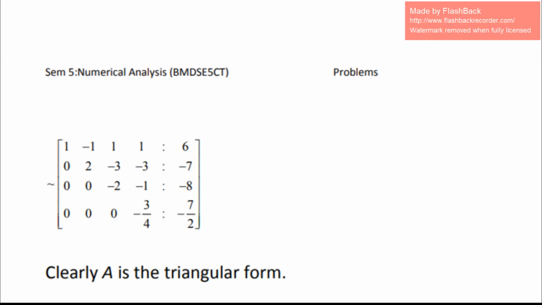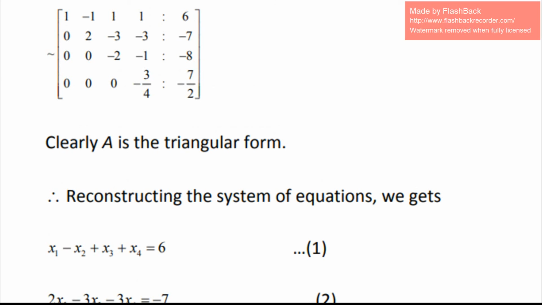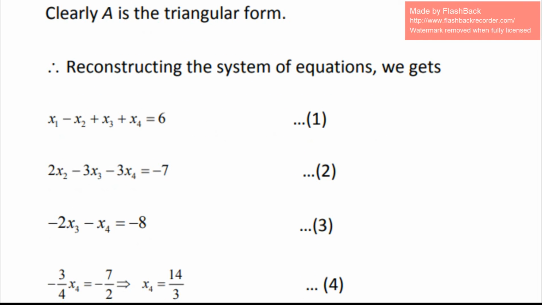Now you have to reconstruct the system of equations. After reconstructing, the first one is x1 minus x2 plus x3 plus x4 is equal to 6. The second one, with x1 becoming 0, is 2x2 minus 3x3 minus 3x4 is equal to minus 7, which is equation 2. The third equation is minus 2x3 minus x4 is equal to minus 8. And the fourth equation is minus 3 by 4 x4 is equal to minus 7 by 2, which implies x4 is equal to 14 by 3.